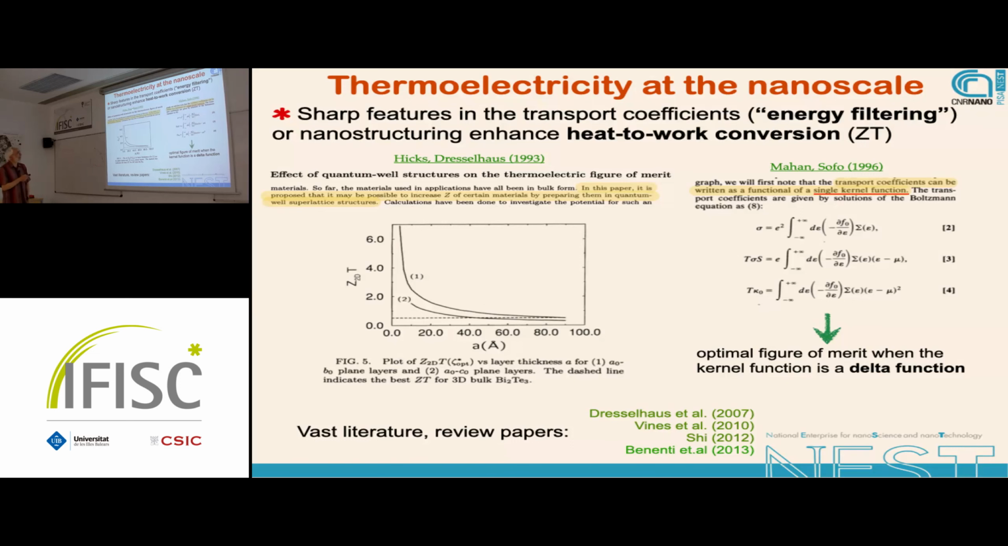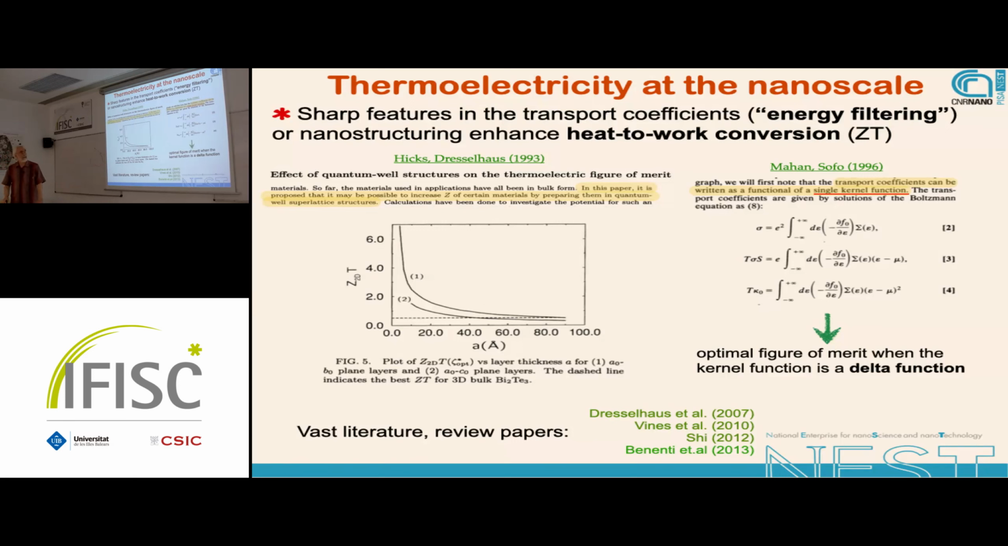In this case, they studied a multi-layer, finding that when you decrease the spacing between the layers, the ZT went up. In this case, they did a study of how to maximize the ZT, finding that you can maximize it when your transport coefficients are like delta functions, very energetically sharp. So nowadays there is a vast review on this. There are lots of papers on this.